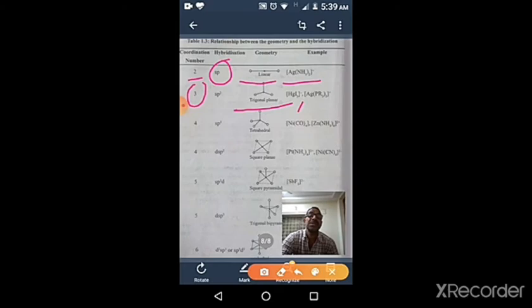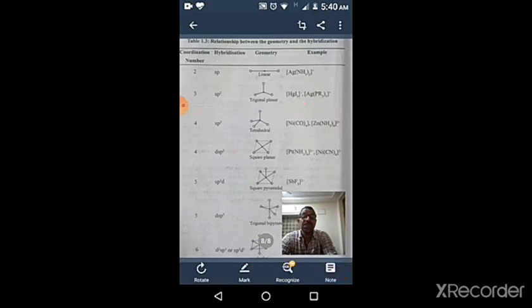Then the second one is trialkylphosphine argentinum(I) ion. So these two are examples of coordination number 3 with trigonal planar geometry. Coming to the next, coordination number 4, it may appear in two types of geometries. You see, 4 may have sp3 or dsp2 hybridization.